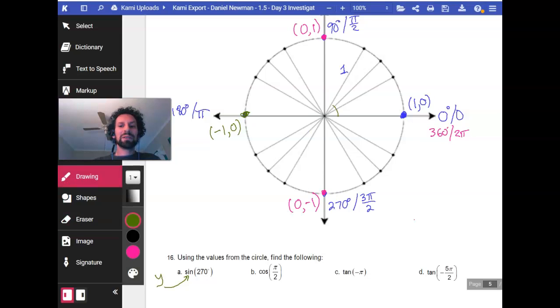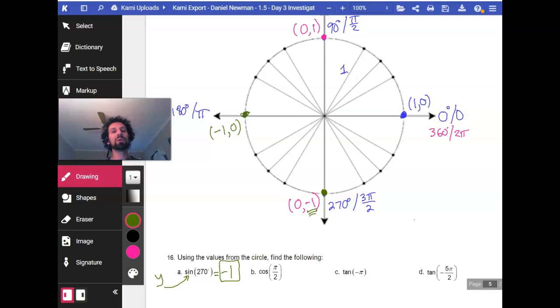270 degrees, that's here. That's that angle. So that corresponds to this terminal ray, and that means we're using the point on the unit circle that the ray passes through. And so the sine of 270 is just the y-coordinate at that point. So our answer is -1.